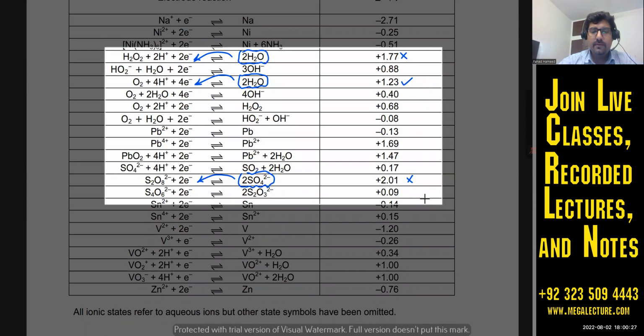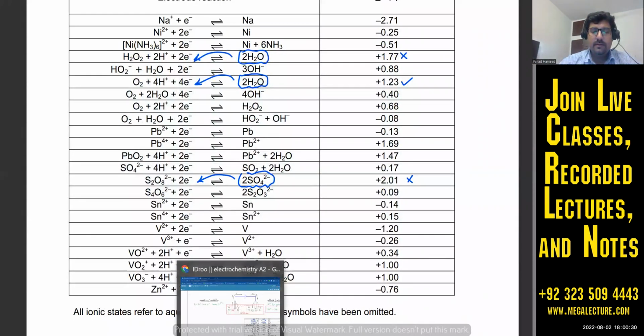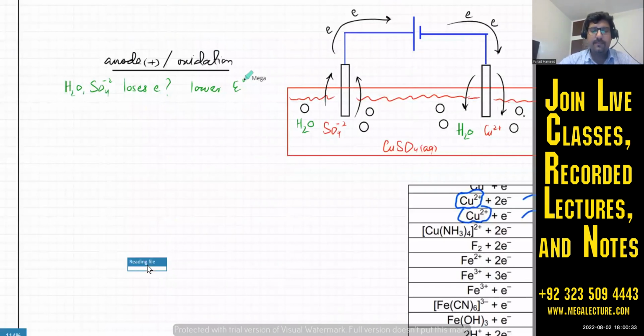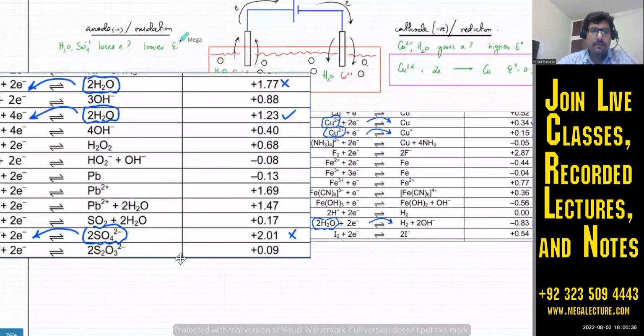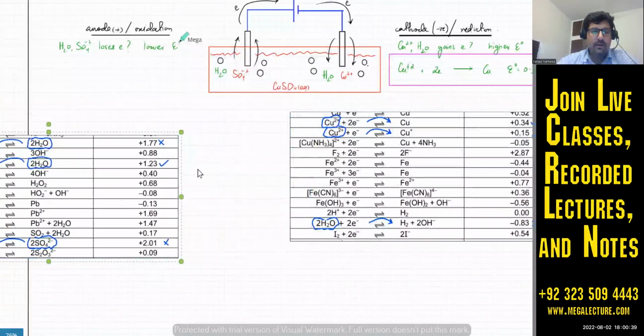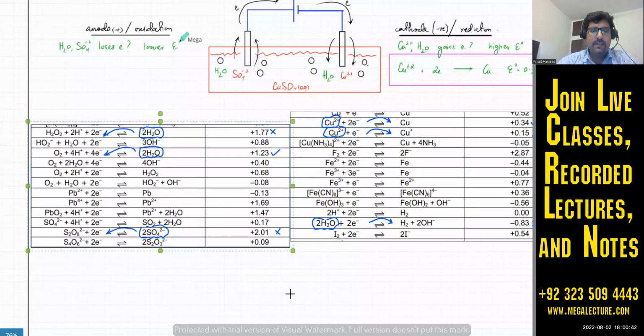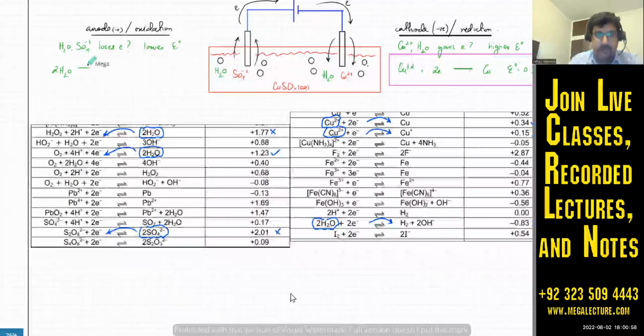So out of these, let me copy this here. This will be my working on the data booklet itself. So out of all these options, the one that actually ends up losing electrons is the water equation, which is 2H2O, and we have to write it backward, okay? So see, 1.23, that's O2 plus 4H plus, and you've got 4 electrons, right? And that's 1.23 volts.